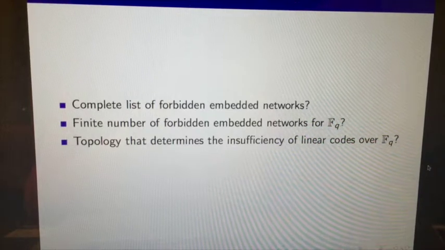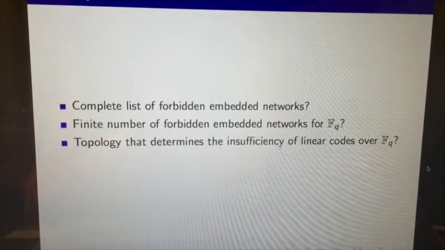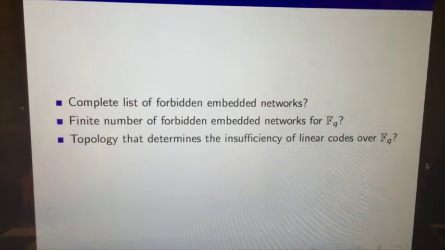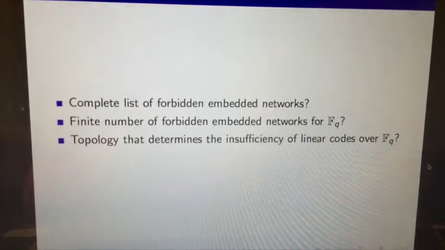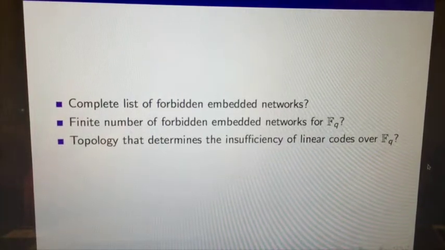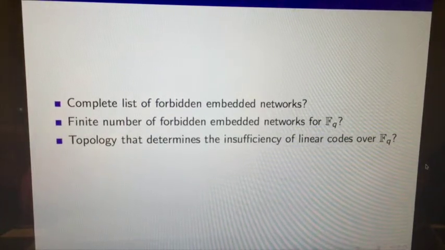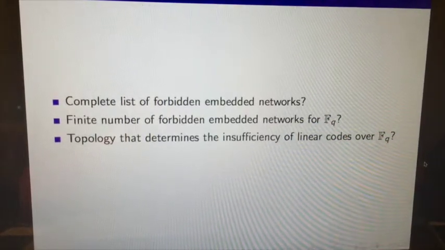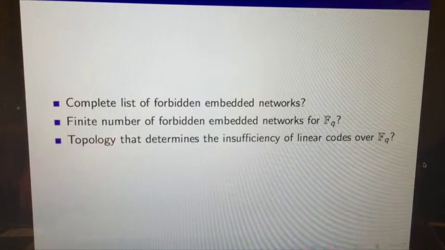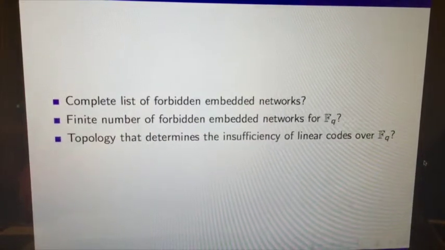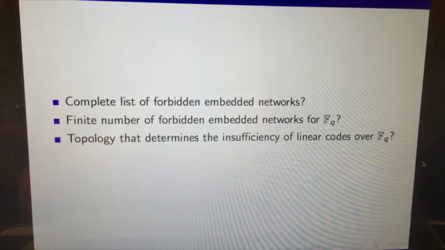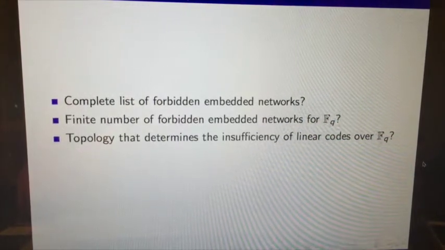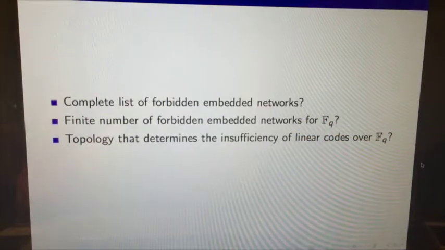However, we don't have a complete list of forbidden embedded networks yet. Further, we don't know if the number of forbidden embedded networks for a field is finite or not, like Rota's conjecture in matrix theory. We also need to understand how the topologies determine the insufficiency of linear codes, and these can be our future research directions.